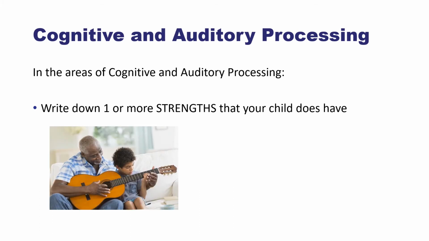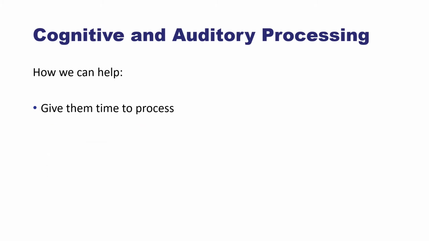So in the area of cognitive and auditory processing, your child may have some strengths or some interests. So it's important to note those as well. So we want to give children and teens with FASD time to process information. We want to make sure that we're parsing it in an appropriate manner, and that we're giving them time to process that information before they act on it. Be patient when you give them something, or you give them an instruction, or you ask them a question, and wait for them to process that information before they respond back to you.